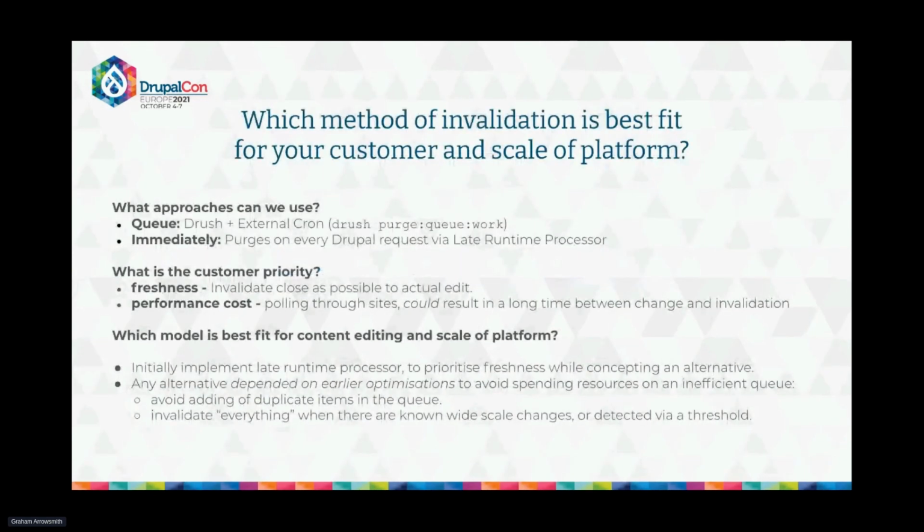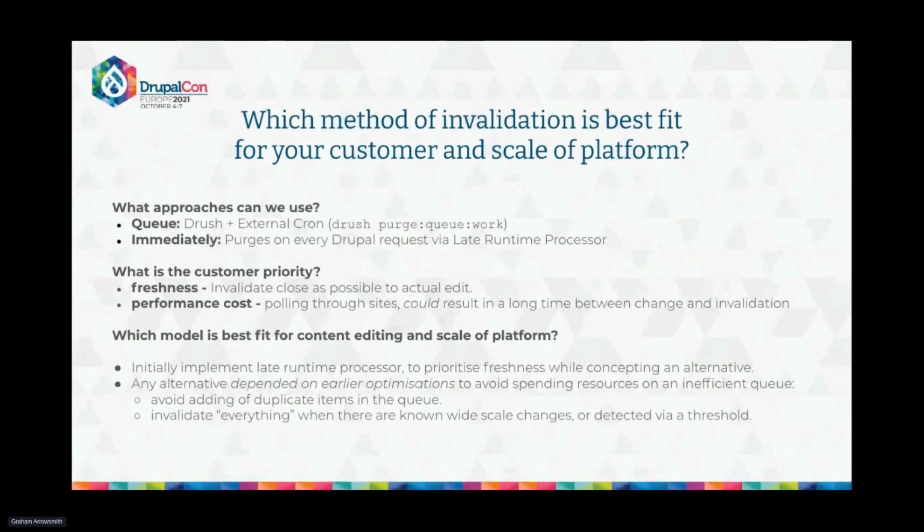And the question is, what method of invalidation is the best fit for your customer and scale of platform? What approaches could we use? Well, the first option is a fairly obvious one. We could use a queue, schedule a drush command to run and execute the purge, and potentially run multiple processes. We could potentially use the late runtime processor, and what that would do is apply purges on every single Drupal request.